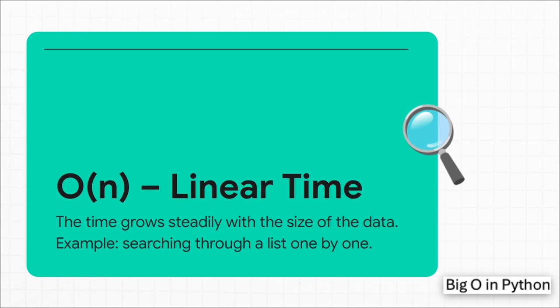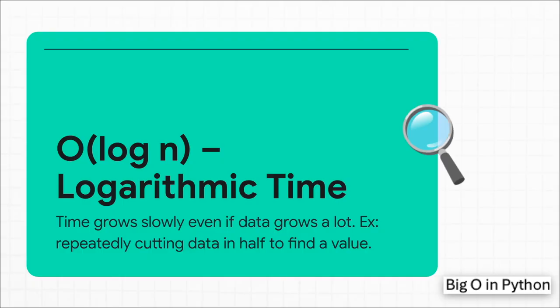The amount of work grows in a straight line, right along with the amount of data. Makes sense, right? If you need to search through your entire photo gallery one picture at a time, well, if you double your photos, you're going to double the time it takes. It's simple, it's predictable.